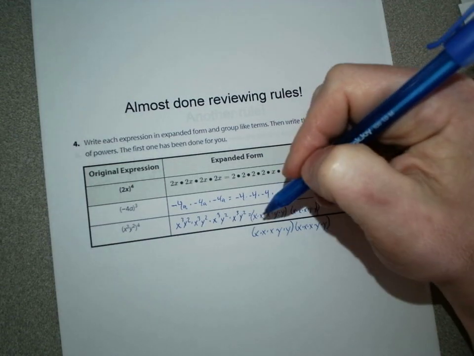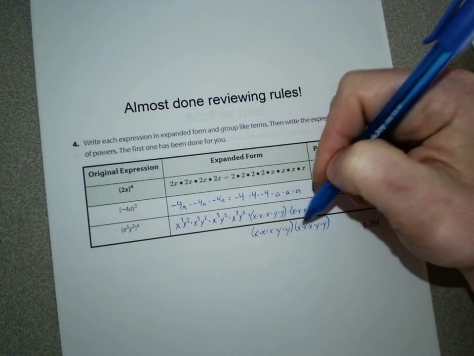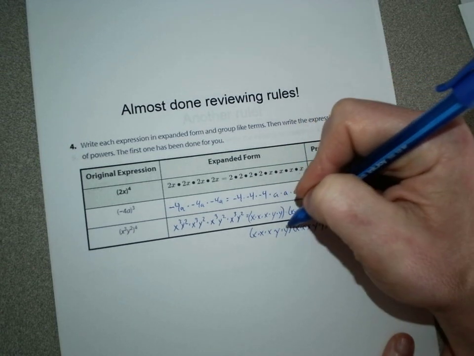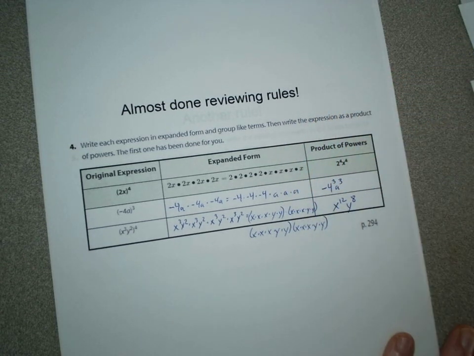We have 1, 2, 3, 4, 5, 6, 7, 8, 9, 10, 11, 12 x's, so we have x to the 12th. And we have 1, 2, 3, 4, 5, 6, 7, 8 y's. And we get x to the 12th power, y to the 8th power.